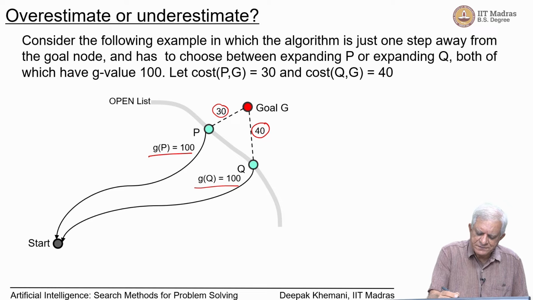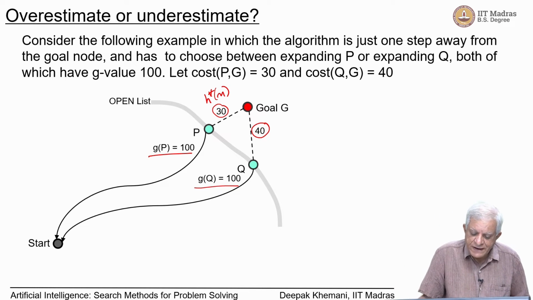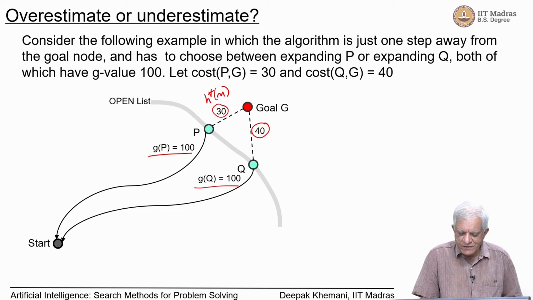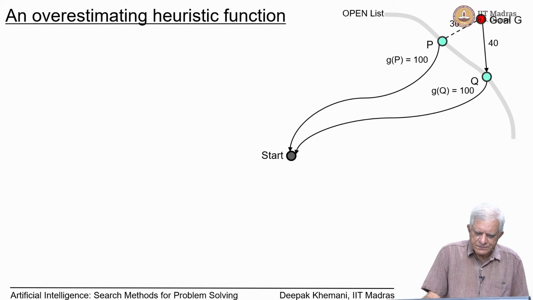So, remember that this is like h star of n, the optimal cost, which is the h cost essentially. But the h of n is the actual function that we will be using for estimating the distance. So, let h1 be an overestimating function and then h2 be an underestimating function, and let us look at them one by one. So, here is an overestimating function.